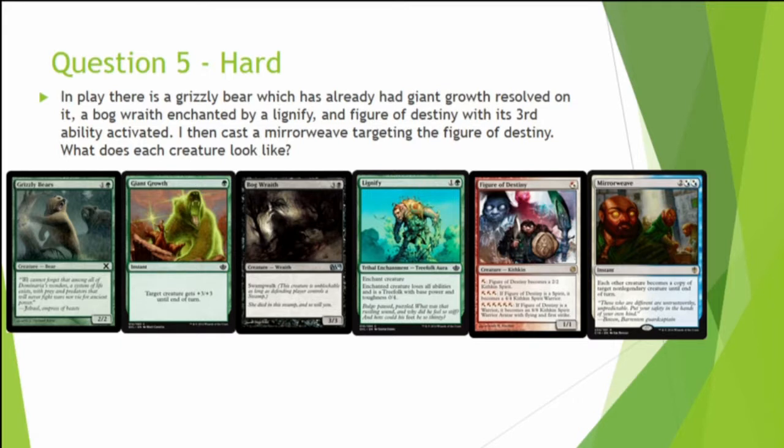Because Figure of Destiny does not have Swamp Walk. Okay. What about Figure of Destiny's powers on it? So Figure of Destiny has all the level up abilities? Oh, it'll have the abilities until Lignify is applied to it, and then it'll lose those and become a 0/4 tree folk. Okay. So there's an infographic of what they'll kind of look like.